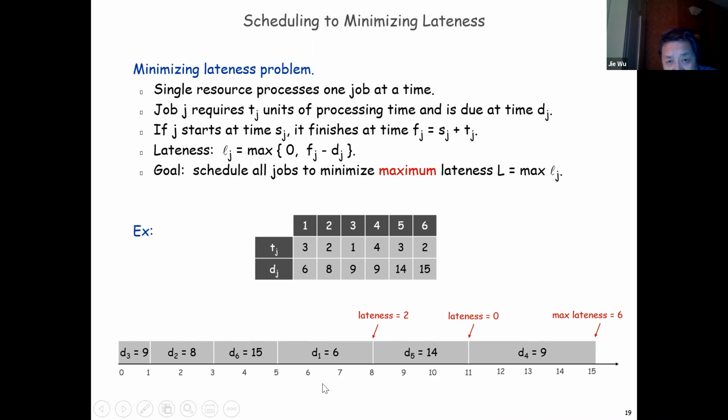It turned out that the schedule is easy in the sense that you just look at the deadline. The earlier deadline means a higher priority. So you prioritize the deadline, and in this way you can minimize the maximum lateness.